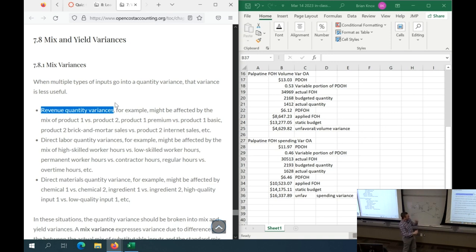And we're going to pull out a mix variance. And then the remainder will be a yield variance. We'll calculate it separately as well. Likewise, we might have different workers. So maybe we have really skilled workers and less skilled or unskilled workers. And we have a particular mix we expect of skilled versus unskilled. And if we deviate from that mix, that makes it more or less expensive because the skilled workers are going to cost us more than the unskilled workers. They just have a higher rate.